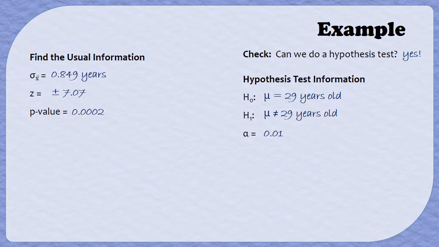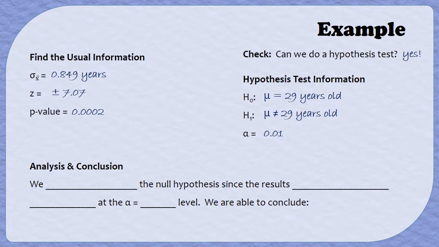Now that we've done all the math parts, we can conduct our analysis. So here's our analysis and the conclusion. To determine whether we should reject or fail to reject the null hypothesis, we have to compare the p-value to our alpha, our significance level. This means we have to compare 0.0002 to the alpha level of 0.01. Now, 0.0002 is like 0.02%. It's super small, which is definitely smaller than 0.01 or 1%. So our p-value is less than alpha.